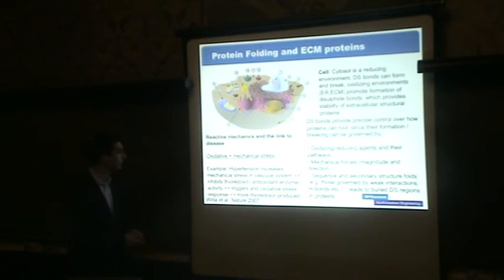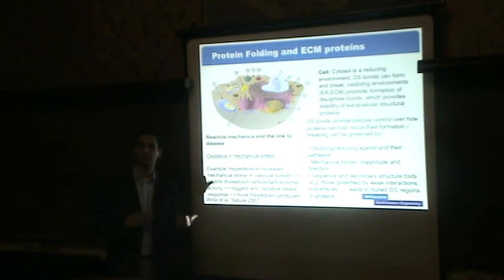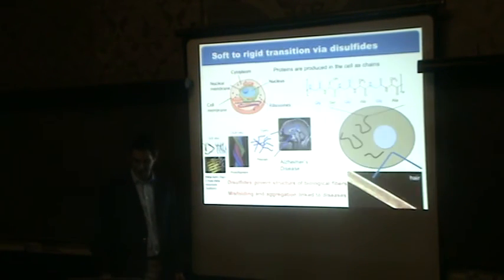And then the body has a lot of mechanisms to try to reverse this process. So you might have hypertension, which increases mechanical stress in the vascular system, which inhibits certain cascades of chemical enzymes and triggers an oxidative stress, and then you can have a chemical response again, which tries to diminish that. And then the body tries to find that balance of chemical and mechanical stresses that it's constantly subject to.